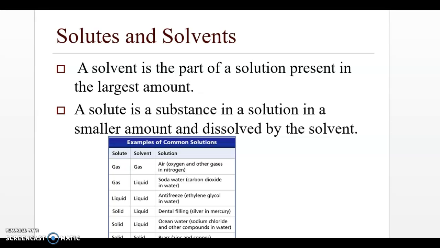So a couple different things, something dissolving in water, creating a solid and solvent. Dental fillings: you put some silver or whatever into a liquid, and you put it in the tooth to create that solid once it dries. Ocean water: salt is a solid, goes into the water liquid. So solvent is going to be there in a bigger amount, solute is a smaller amount, and it dissolves in the solvent.